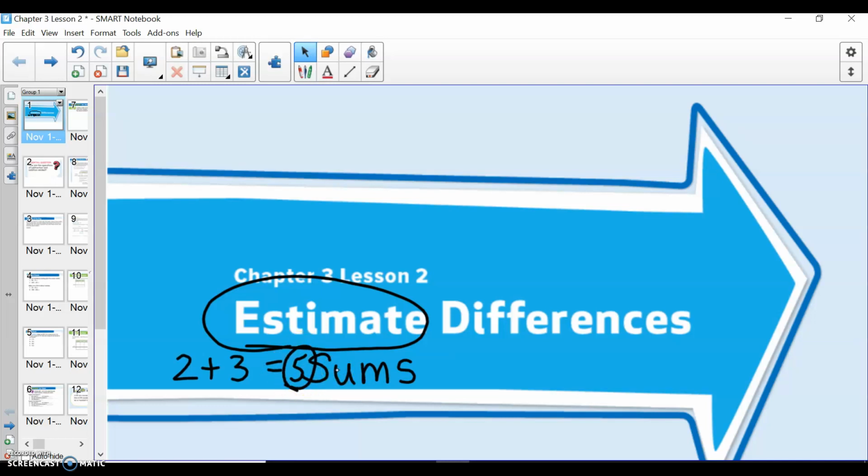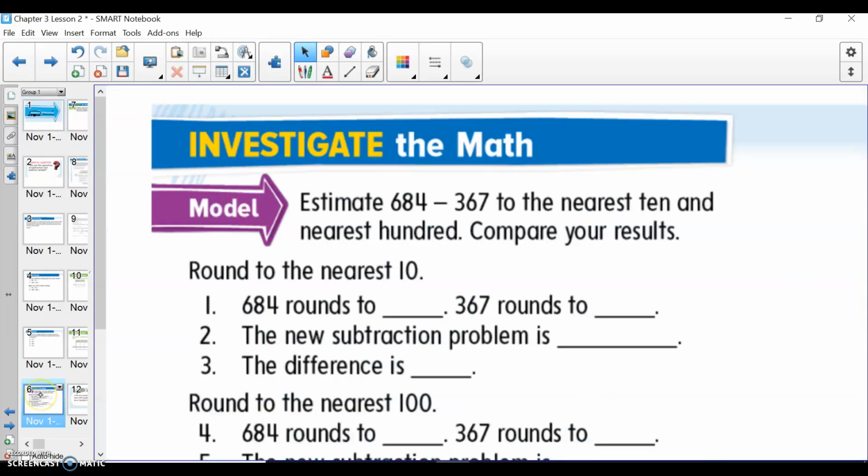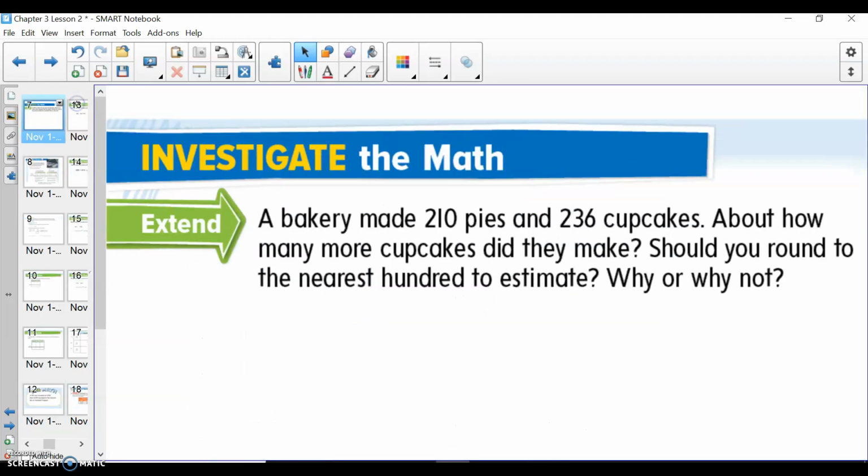Now, we've already estimated sums. We rounded each number and then we added those together. Today's lesson is going to be very similar, only instead of adding our rounded numbers, we are going to find the difference between them. And when we find the difference between two numbers, that means we are going to subtract those numbers. So let's get into an example here.